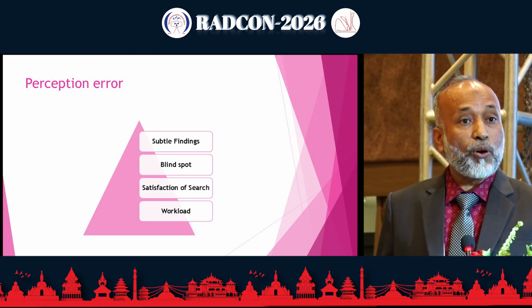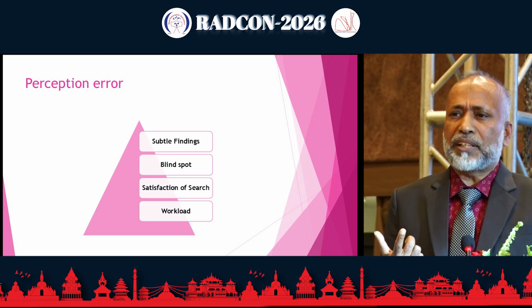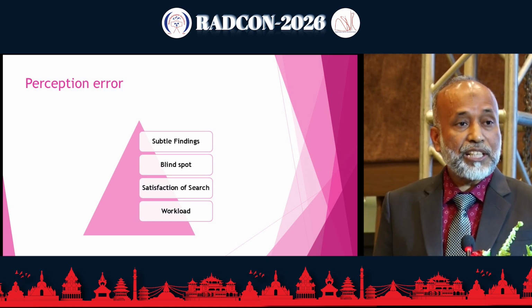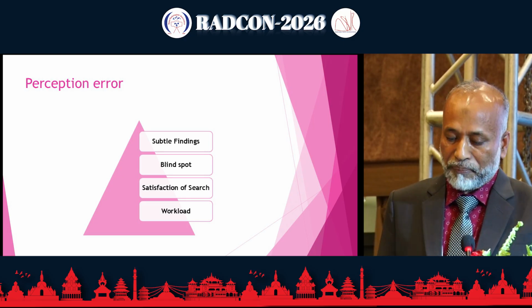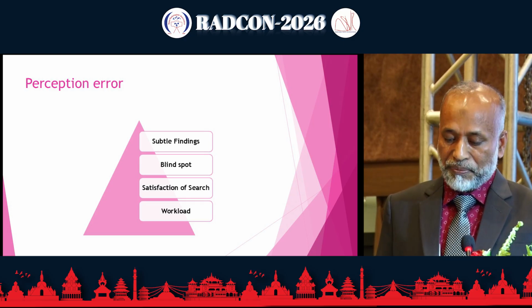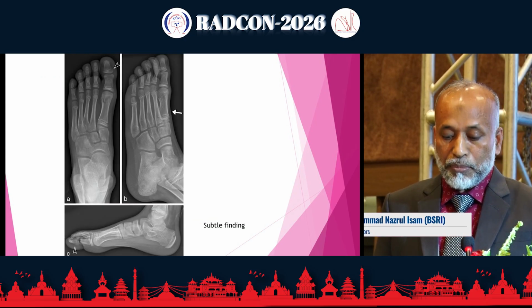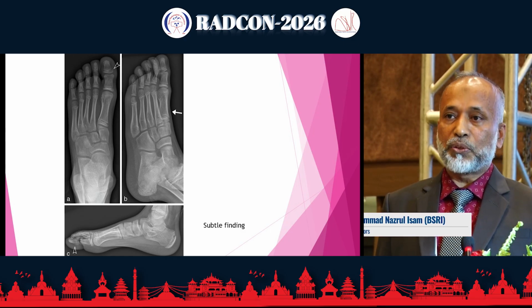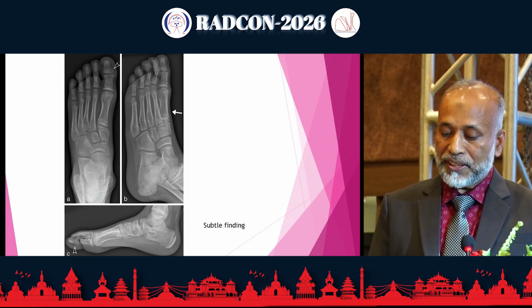What are the causes of perceptual error? There are subtle findings, so subtle that the radiologist's eye misses them. Sometimes lesions are within blind spots in the film. And the radiologist suffers from satisfaction of search, due to increased workload. This is an example of subtle findings: the X-ray shows subtle fractures in the smaller bones that radiologists miss.